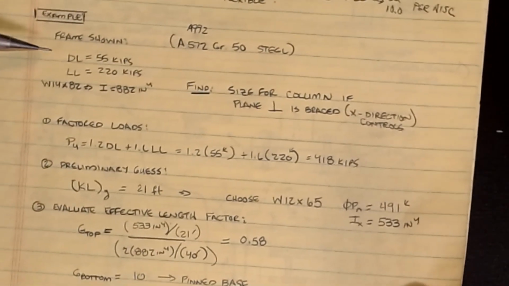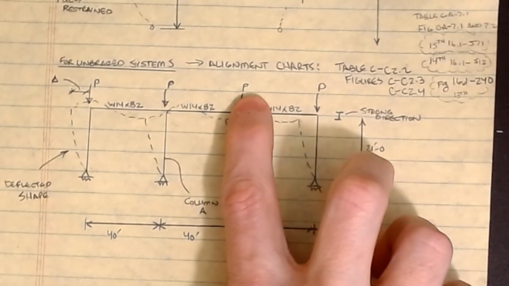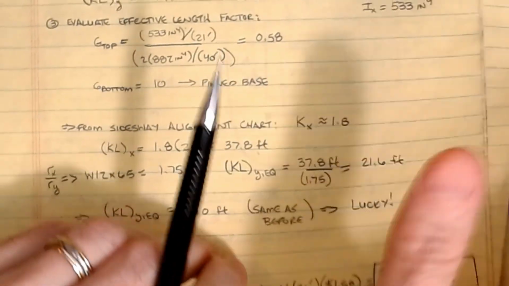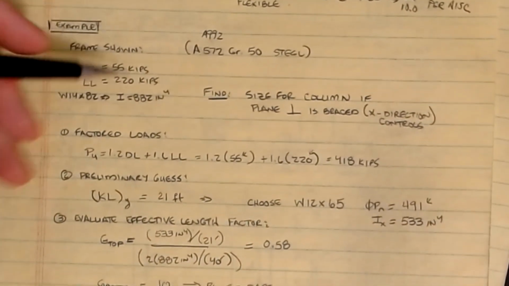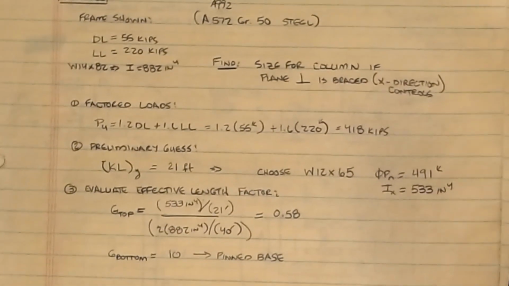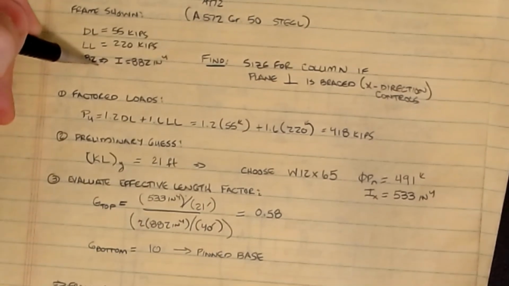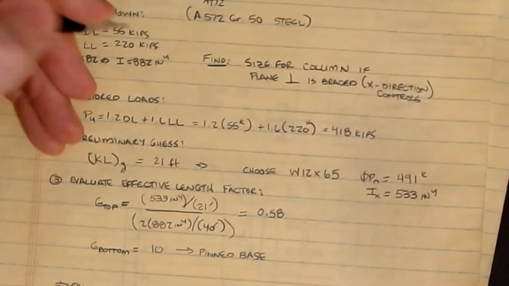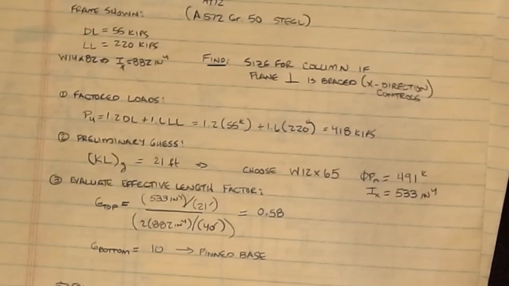Okay, and so what we're going to do is for our frame, we're going to say that each of those point loads that were happening on our picture, this P load consists of dead load and live load. The dead load on this thing is 55 kips. The live load is 220. Okay, and we have a W14 by 82 beam that's in that frame, and its IX value is 882 inches to the fourth.